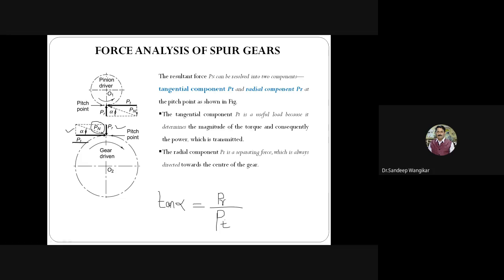If I want to write PR, then I will simply say PR is equal to PT into tan of alpha. Very simple. So from the figure, tan of alpha is equal to PR by PT. Therefore, PR is equal to PT tan of alpha. So from the figure, it is directly written here: PR is equal to PT tan alpha.